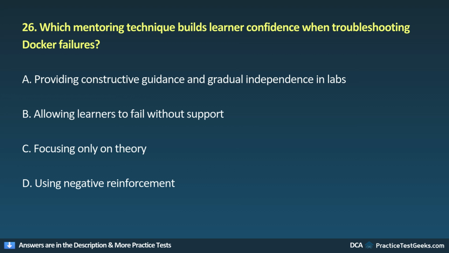26. Which mentoring technique builds learner confidence when troubleshooting Docker failures? A. Providing constructive guidance and gradual independence in labs. B. Allowing learners to fail without support. C. Focusing only on theory. D. Using negative reinforcement.